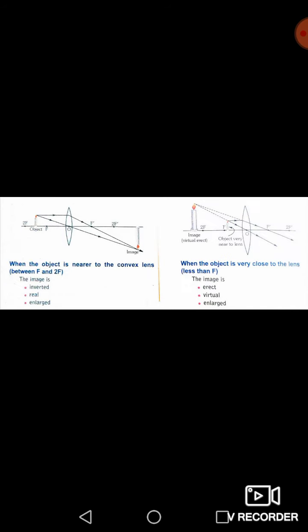On the other hand, when the object is nearer to the convex lens, between f and 2f, in that case the image is real, inverted but enlarged in size. So in this way, when we place the object between f and 2f, the image is enlarged. And when the object is very close to the lens, when its distance is even less than the focal length of the lens, then we get an erect, virtual and large image.